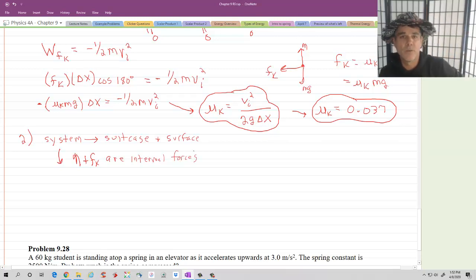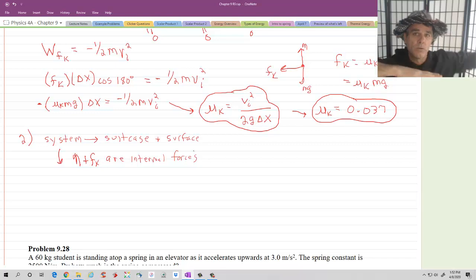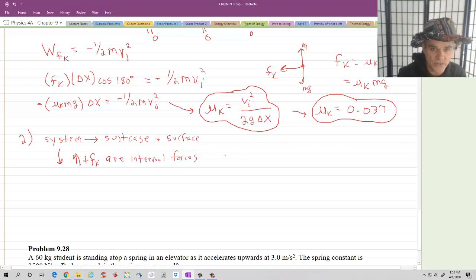Why are these internal forces? Well, the answer is because the normal force is just the floor pushing up on the suitcase. So that's two things in the system exerting forces on each other. Kinetic friction is just the floor retarding the motion of the suitcase. Again, that force is part of the system. So now my only external force is the force of gravity.